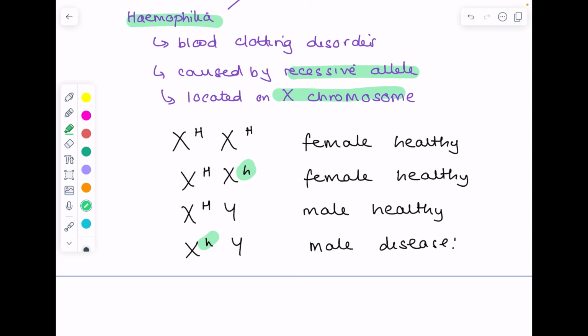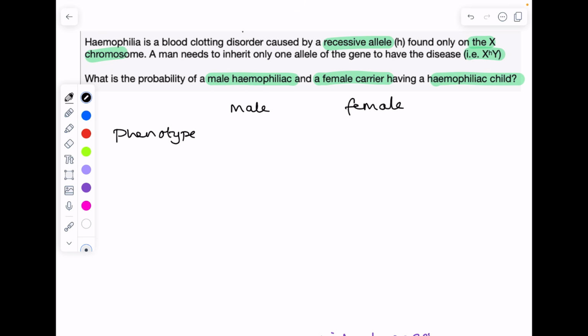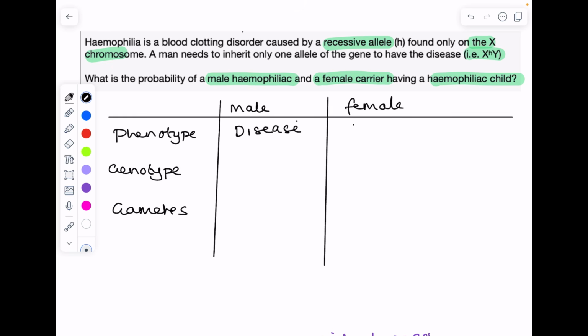Now let's look at a Punnett square cross. Haemophilia is a blood clotting disorder caused by a recessive allele found only on the X chromosome. A man needs to inherit only one allele to have the disease. What is the probability of a male haemophiliac and a female carrier having a haemophilic child? So, ready to go again. So male has the disease, female is healthy. We can infer that from the wording of the question.